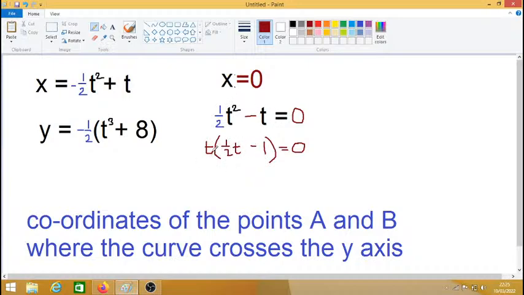So the first solution is that t alone is equal to 0. And the second solution is that the second bracket is equal to 0. So half t minus 1 is equal to 0. If I take the minus 1 across, then that will be half t equals 1.